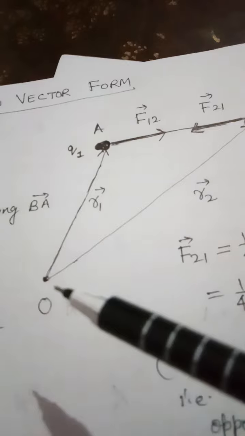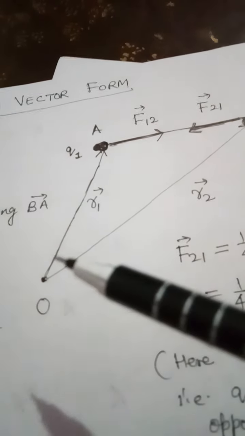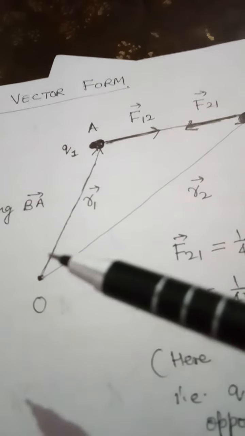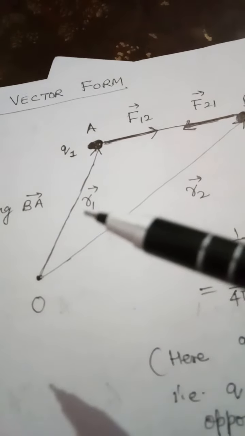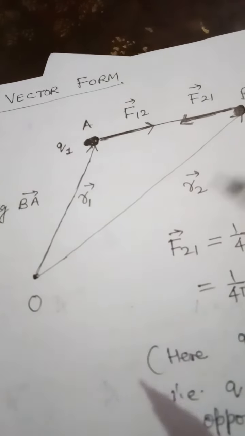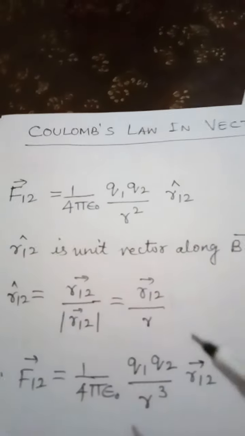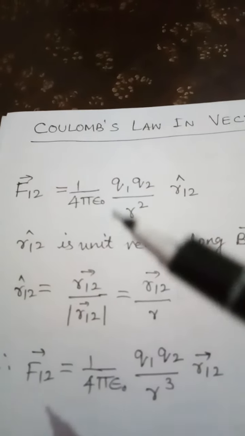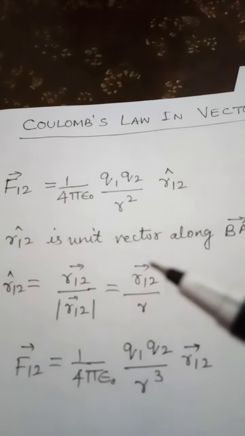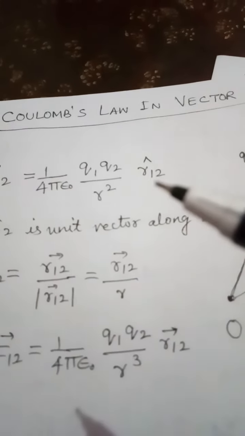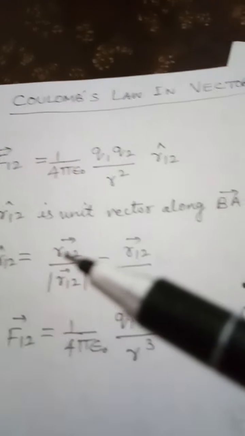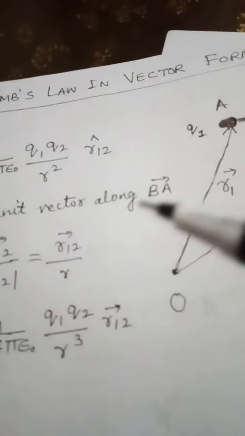If you take a point O with respect to which we write their position vectors, for A and B it's vector r1 and r2. So r2 minus r1 is expressed as r12 here. So F12 can be written as 1 upon 4 pi epsilon 0 q1 q2 upon r square r12 cap, where r12 cap is a unit vector along BA, that means from B to A.